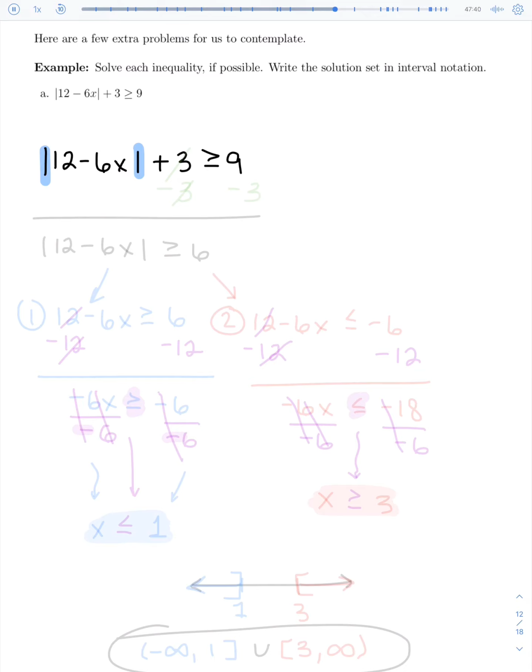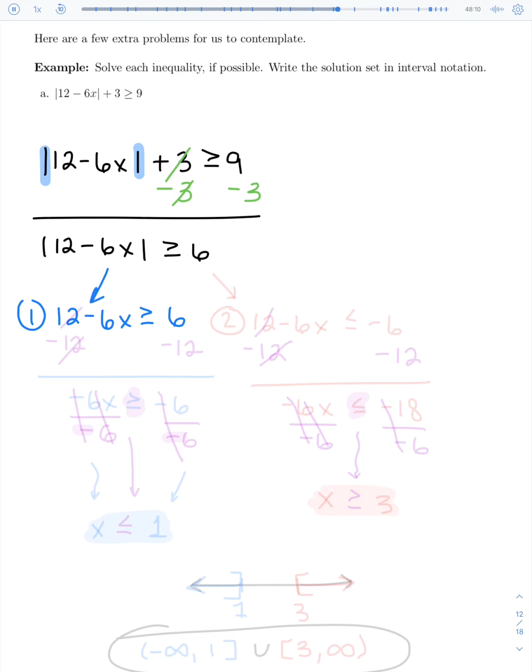So we'll get rid of the plus 3 by subtracting 3 on both sides. What that then gets me is the absolute value of 12 minus 6x is now greater than or equal to 6. Now, once the absolute value is by itself like this, we can set up our two versions. Our positive version, which leaves the 12 minus 6x alone and leaves the greater than or equal to and 6 alone, so it's basically identical.